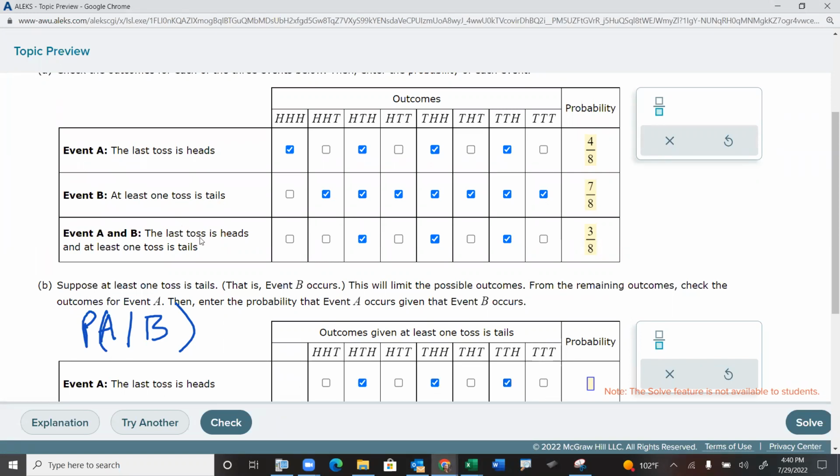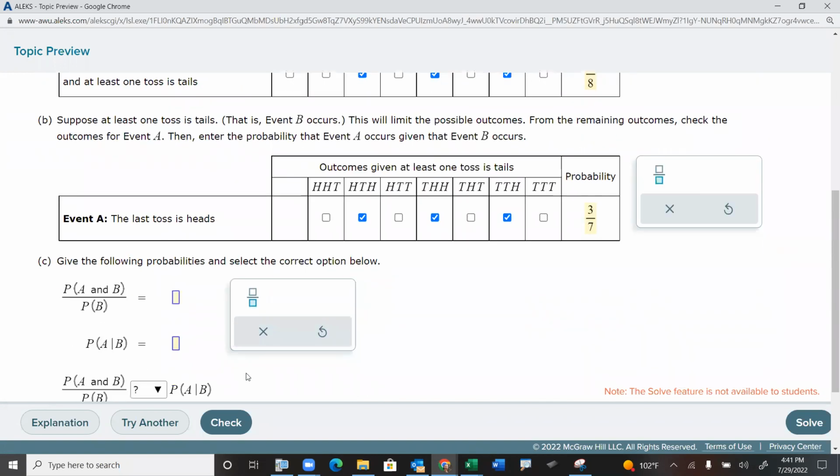Hey, look, this looks kind of similar to what we did on the third part of part A. Okay, cool. Now let's go to part C. But first I need to put in the probability. So 3 choices out of only 7 possibilities. All right, now part C, the last part.